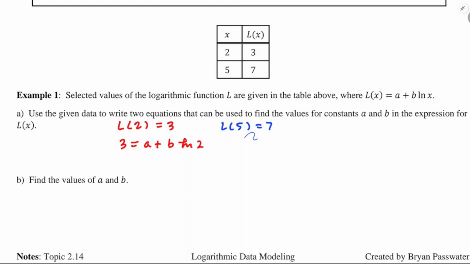And then a second equation is L of 5 equals 7. So 7 would be what I get when I plug in x equals 5. A plus b natural log of 5. And these are two equations that we could use to solve for a and set the two things equal to each other and then solve for b. It would be kind of annoying. We solved log and exponential equations a long time ago in this class, but now we've got technology. Let's use it.